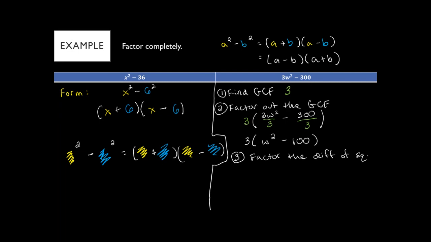I'm going to just abbreviate that. So we still have our 3 in front, and then I'm going to use my color coding. So we've got w squared minus, and then instead of 100, this is, oops, I want blue.